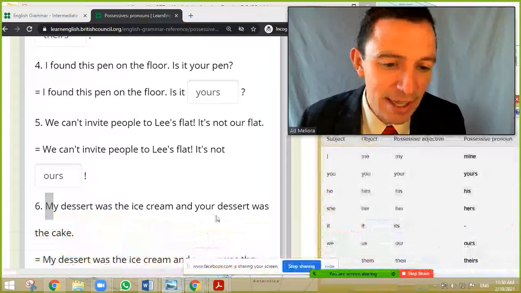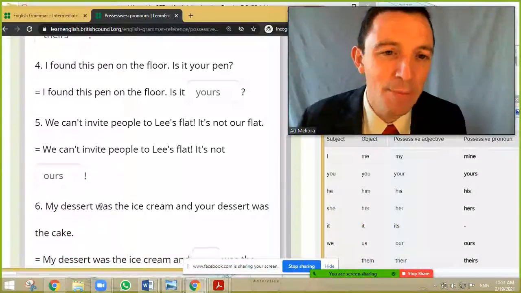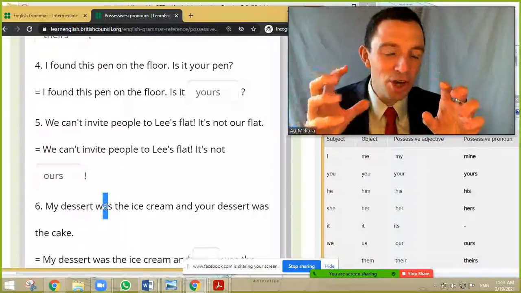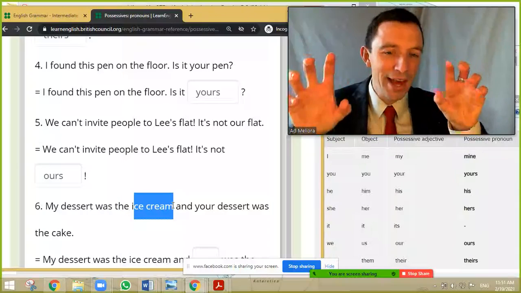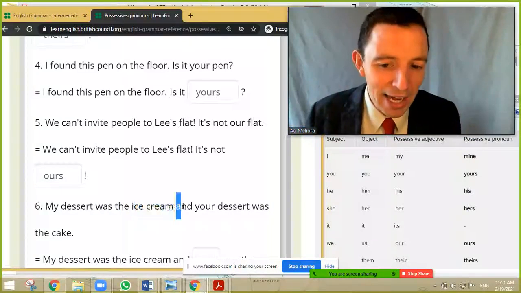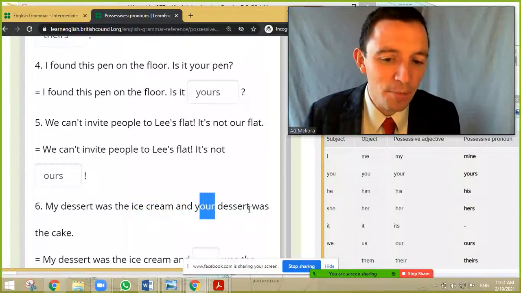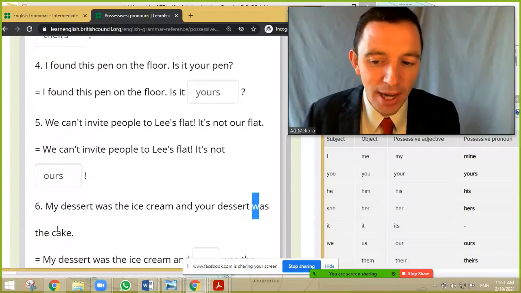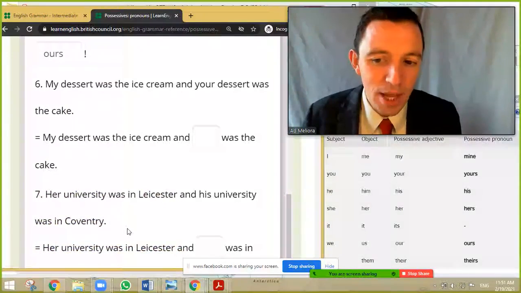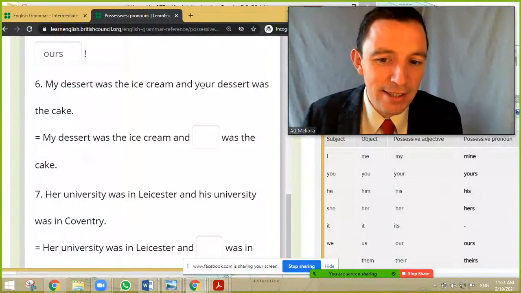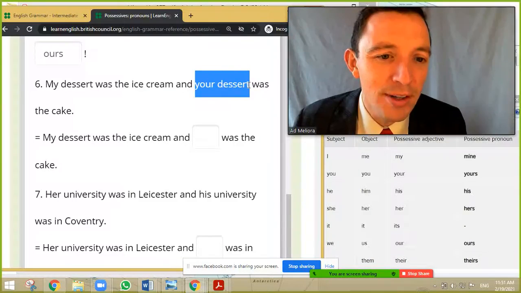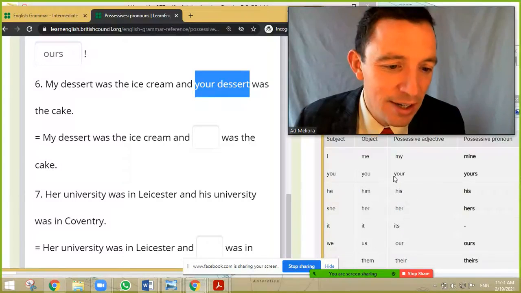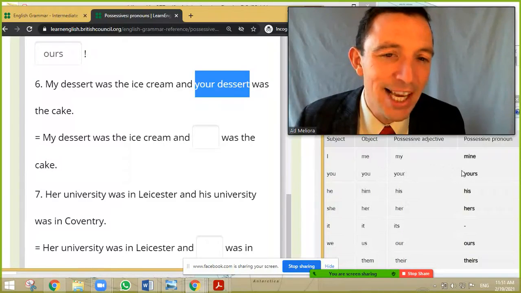Okay, so you can see the list. Possessive adjective. Was is the verb to be in the past. My dessert was the ice cream, substantive. Okay, so the article, specific, definite article. And your dessert, so possessive adjective, was the cake. Okay, so the cake is just a different type of food. So the transformation: My dessert was the ice cream and your dessert was the cake. But how do we transform this to make one word? Okay, so you can see your is here, possessive adjective, but we need the possessive pronoun.